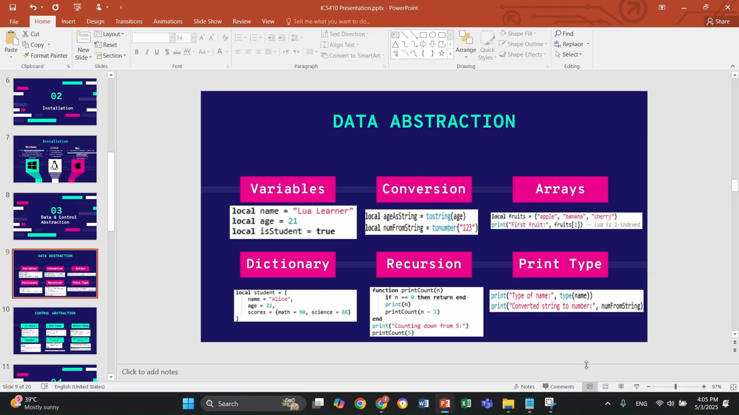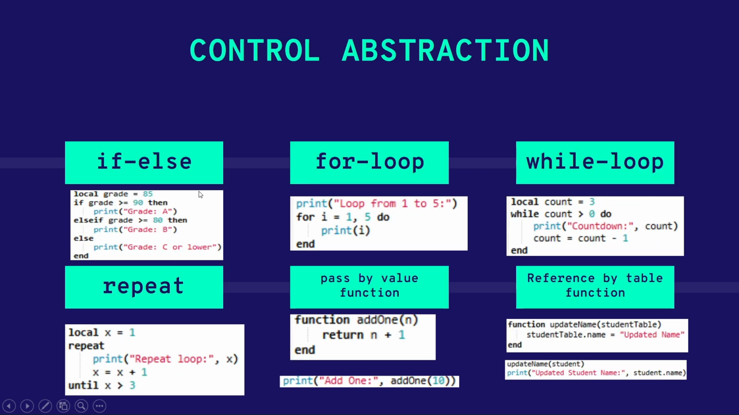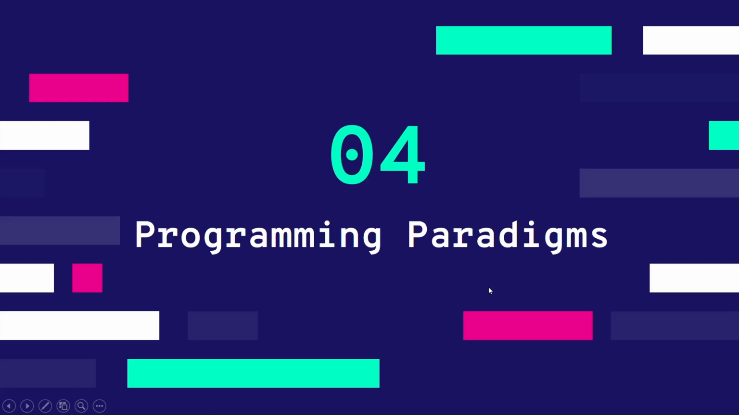So going back to the PowerPoint, you see the data abstraction here: variables, the conversion, the arrays, and how they are done in Lua. Also, we saw the control abstraction, which is doing the if-else, for loop, while loop, repeat, and pass-by function, which those two will be seen in my teammate's part, hopefully. So yeah, I'll leave you with him now. Thank you.